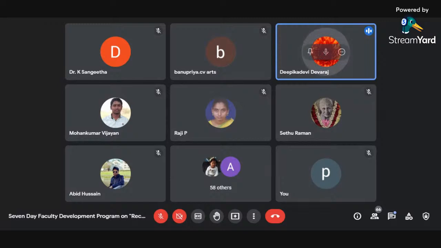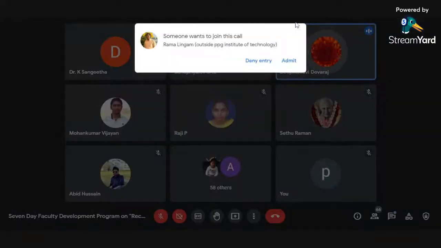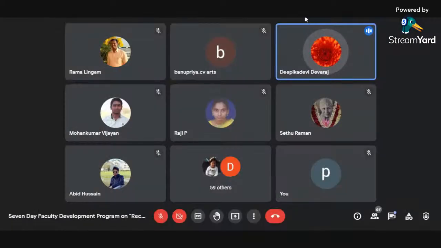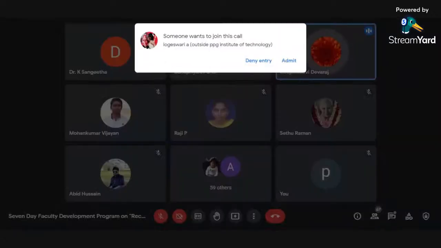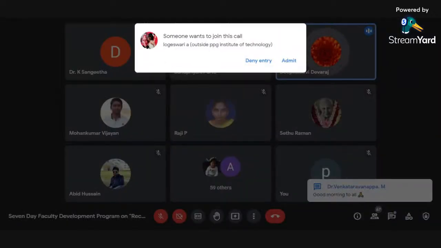A pleasant morning to all the beautiful souls over here. On behalf of Department of English, Department of Physics, PPG College of Arts and Science, Coimbatore, and the Indian Association for Crystal Growth, and on my own behalf, I welcome you all for the third day of Virtual Faculty Development Program on Recent Trends in Solar Cells. And the topic of today is one-dimensional nanostructures for solar cell applications.